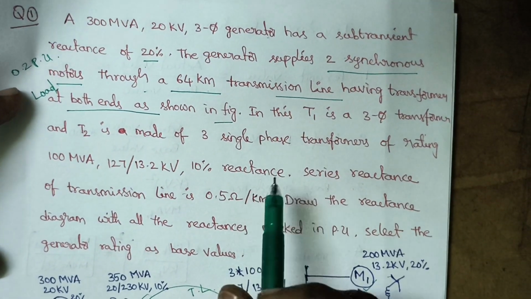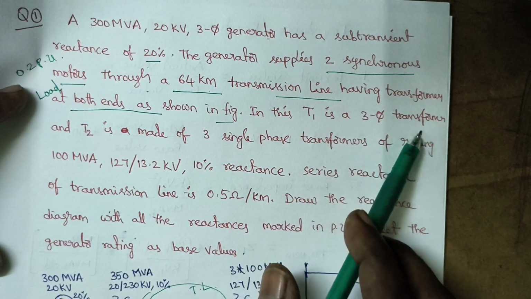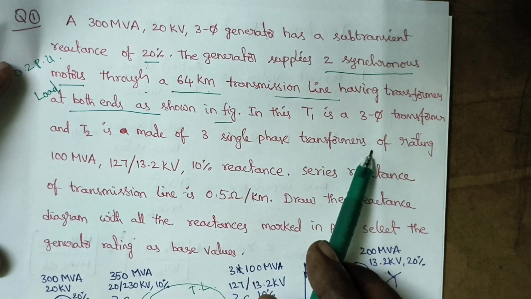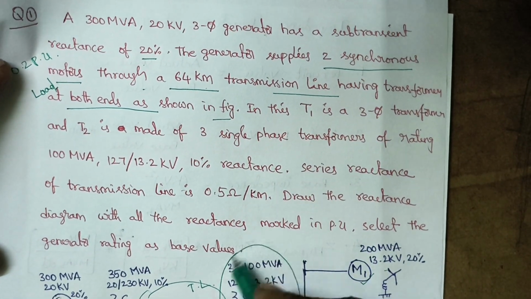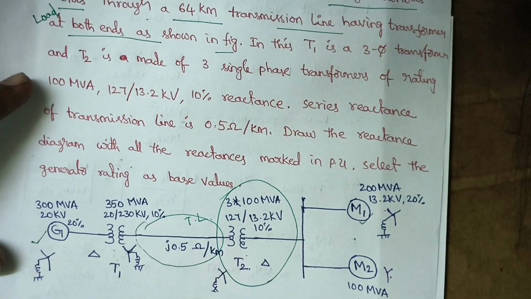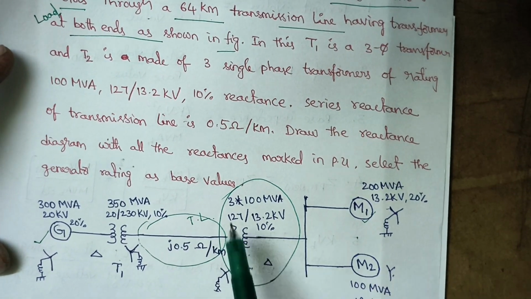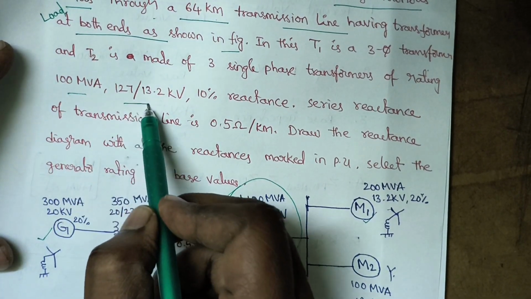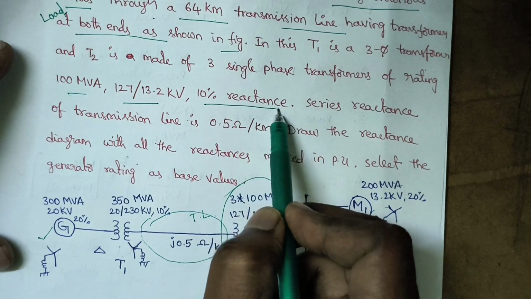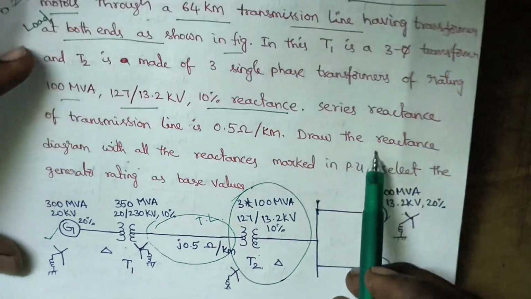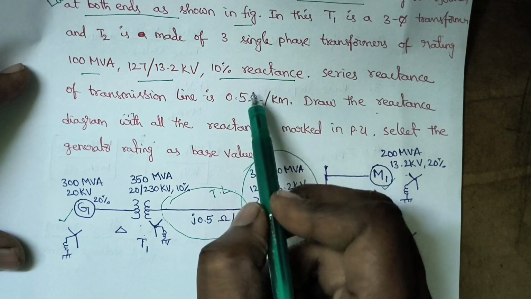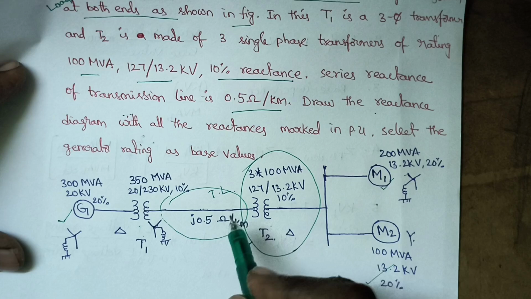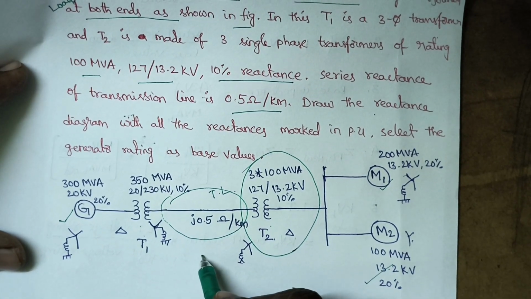The length of the transmission line is 64 kilometers as he has given. Later on he said that T1 is a three-phase transformer and T2 is made up of three single-phase transformers. That means this second transformer is made up of three single-phase transformers. The rating is 100 MVA, 127 by 132 kilovolts, 10% reactance. The series reactance of the transmission line is 0.5 ohms per kilometer.